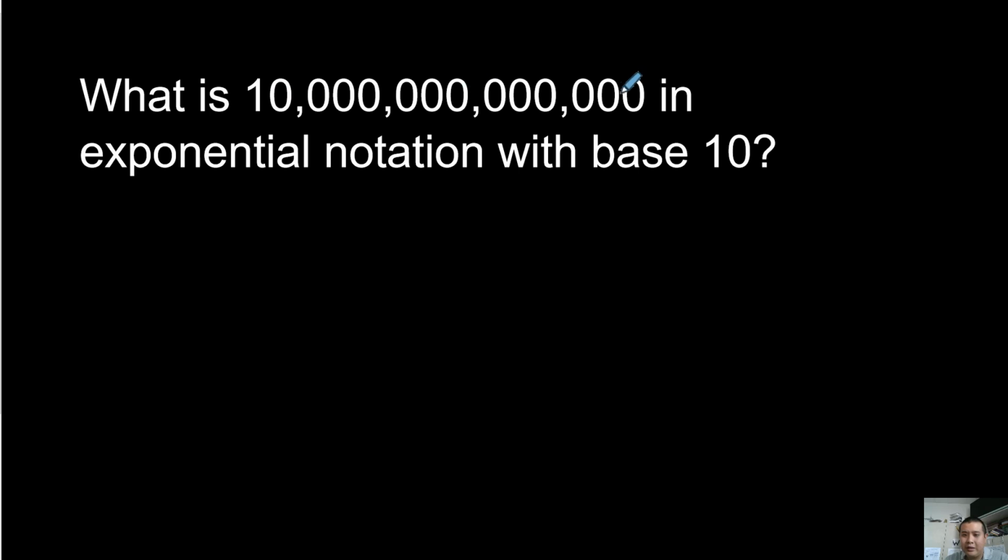What is 10 trillion in exponential notation with base 10? So how many times do I have to multiply 10 in order to get 10 trillion? We can figure this out by taking a look at how many zeros there are. So there's 3, 6, 9, 12. 12 plus 1 is 13. So there's 13 zeros here, which means we're going to have an exponent of 13. So it's going to be 10 to the 13th power. So this again is the numeric form of 10 to the 13th power. The expanded form of this would be 10 times 10 times 10 times 10 times 10 and so on, 13 times.